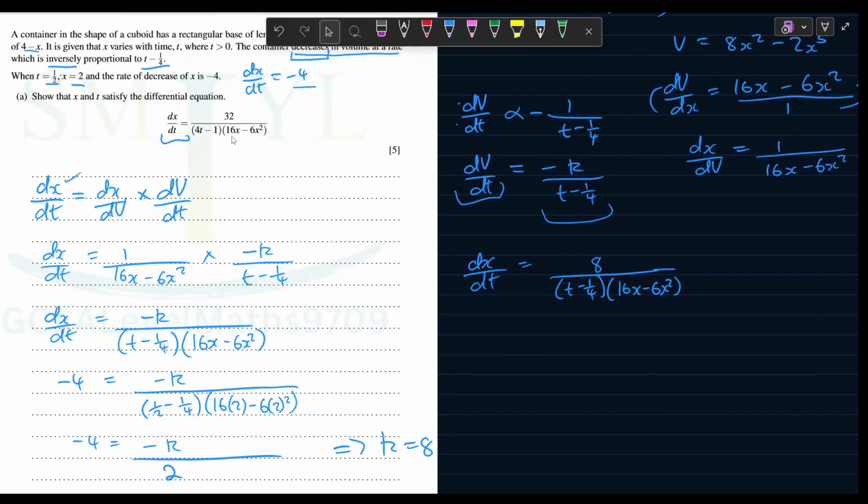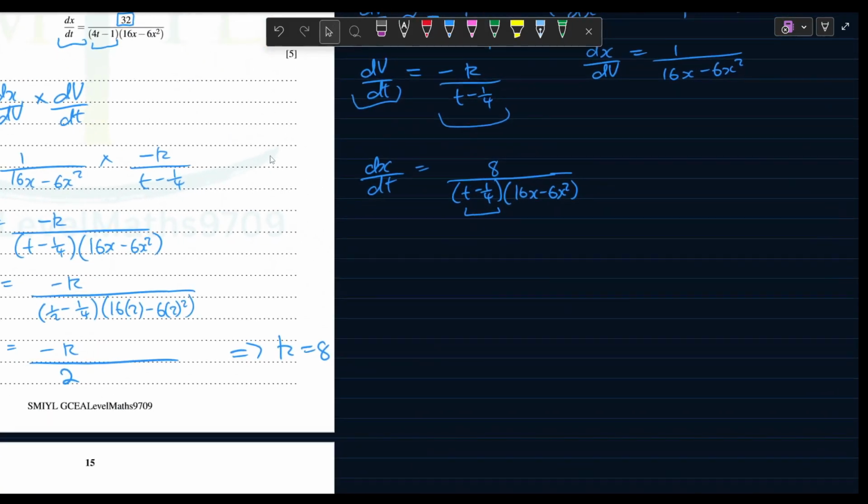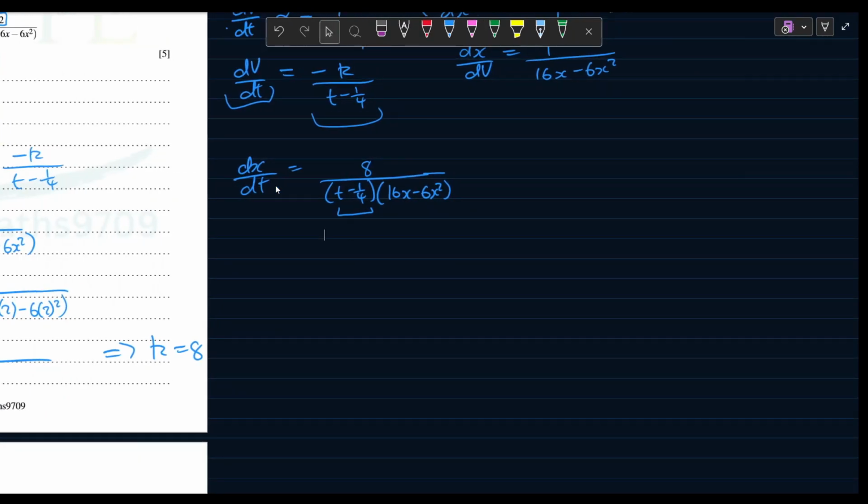So this is not quite it. They've got 32 in the numerator, but also notice that this is 4t minus 1 instead of t minus a quarter. So this looks like they have factored out the quarter in the denominator. So in fact, let's just work on it on the side. We've got t minus a quarter, right? And we can factor out a quarter. And so this becomes what? 4t minus 1. Because a quarter times 4t gives us t. A quarter times negative 1 gives us negative a quarter.